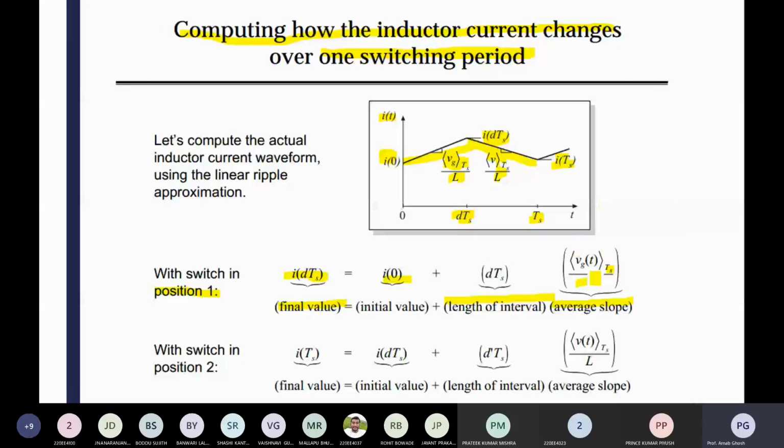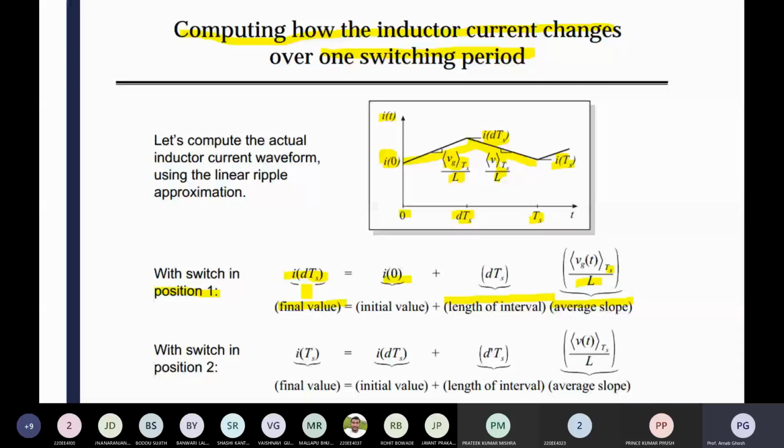M is your slope. What is your x? X is 0 to dTs, so dTs minus 0 means only dTs, so it is your x. So m is there, x is there, plus c: y equal to mx plus c. What is your c? It is your I0. What is your y? Y is your I. On time you are getting the current, you find out for that on time, so that is I(dTs). That you are going to find out.